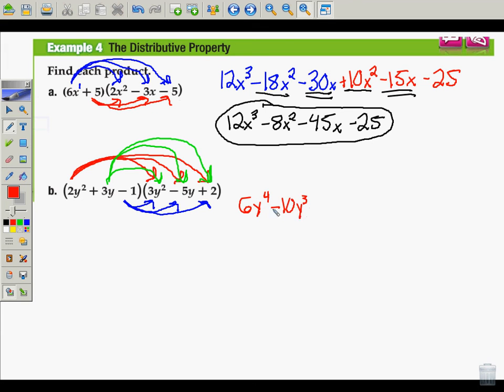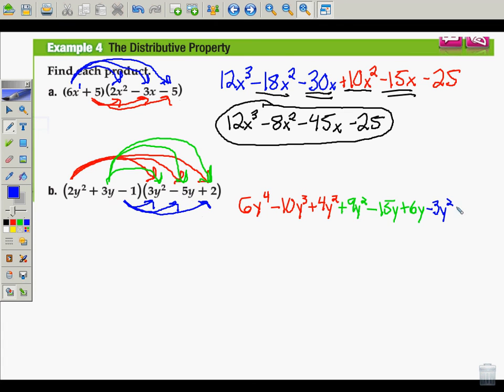Now I go to my next piece. 3y times 3y squared gives me positive 9y squared. 3y times -5y gives me -15y. 3y times positive 2 gives me plus 6y. And then I go ahead and do my last one. -1 times 3y squared, -3y squared. -1 times -5y. Notice, negative times a negative gives me positive 5y. And then -1 times positive 2 gives me -2.